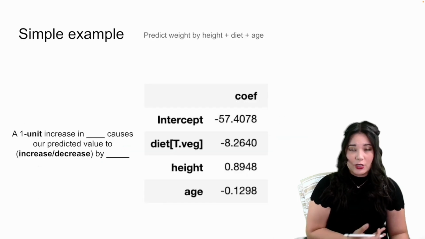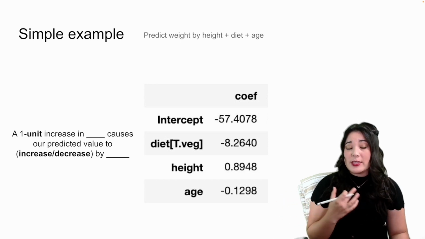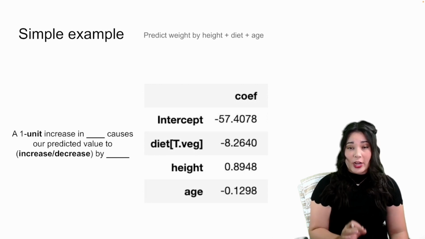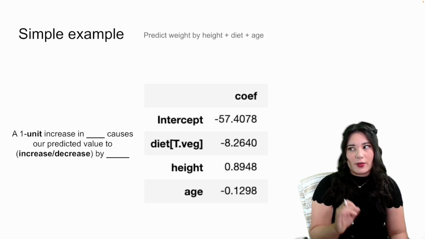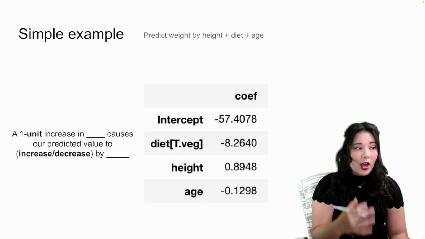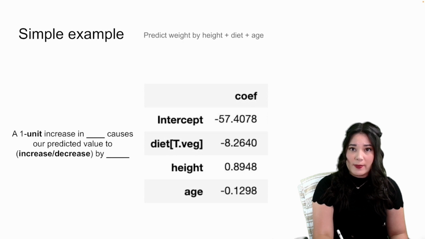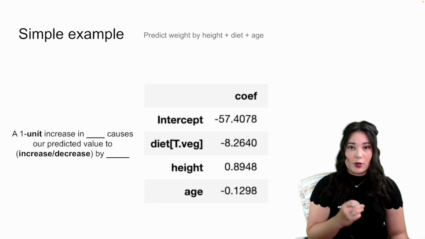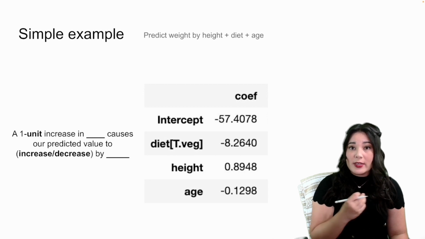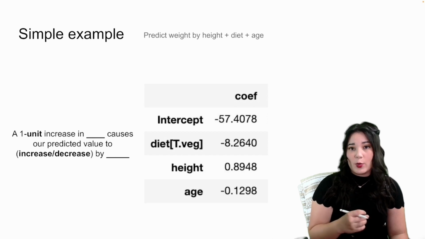And we're not limited to just a couple of predictors. In a linear regression, we can have multiple inputs to the model. For instance, here, I've also added age. In general, the interpretation of our coefficients is that a 1 unit increase, whether that's a centimeter or a year, causes our predicted value to either increase or decrease by the amount of the coefficient. So, for instance, for height, a 1 centimeter increase in height causes our predicted value to increase by 0.89. For age, a 1 year increase in age causes our predicted value to decrease by 0.12.